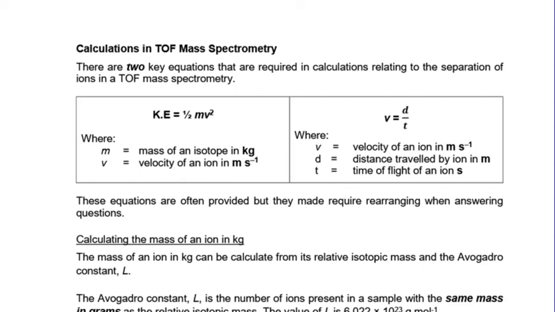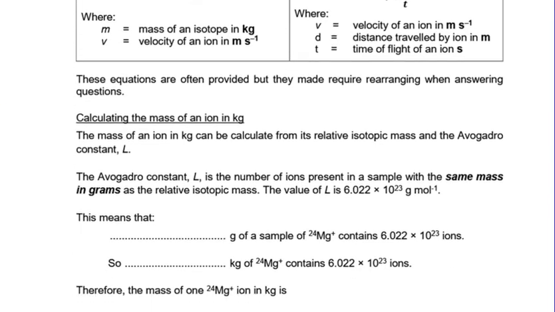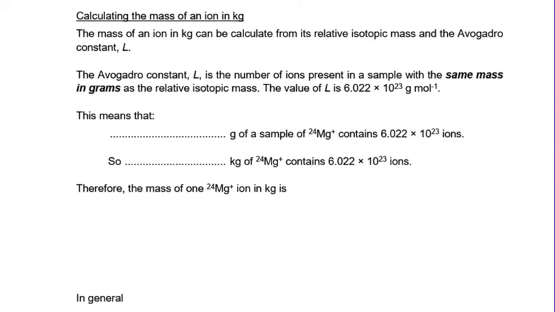In this video we're going to look at how we can calculate the mass of a single ion in chemistry in kilograms. So if you think about that, this is going to be a very, very tiny mass. So we're going to be looking at calculating the mass of an ion in kilograms.